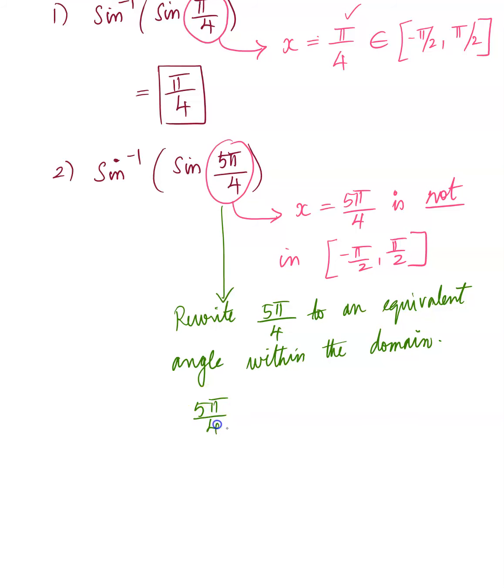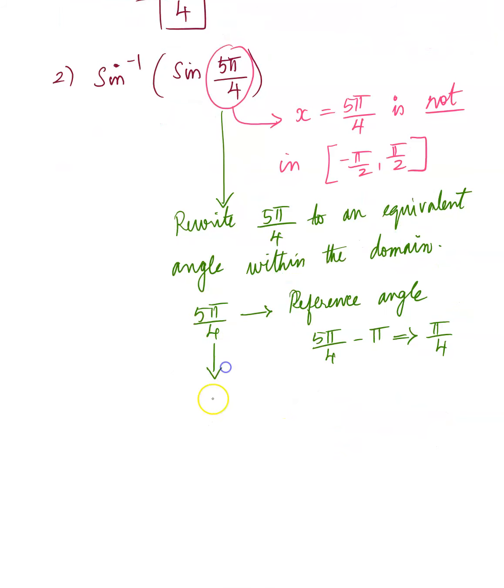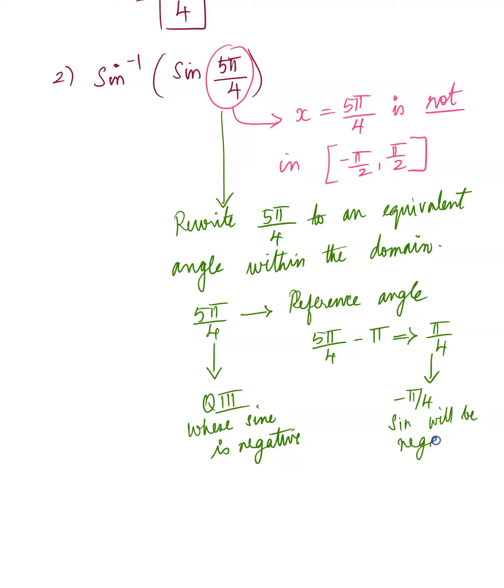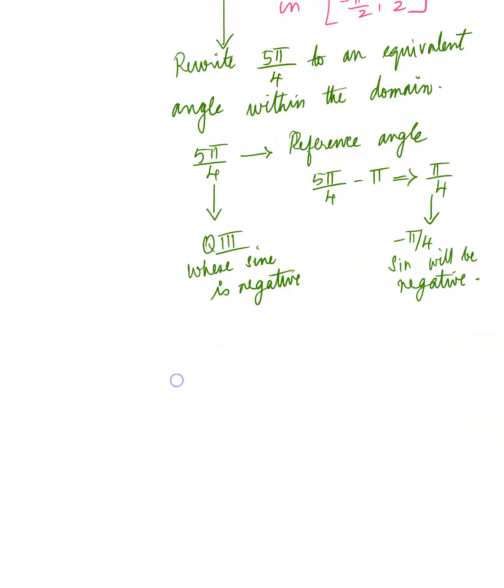Then for 5 pi over 4, you use a reference angle, which gives you 5 pi over 4 minus pi, which is pi over 4. And then we also remember that this is in quadrant 3, where sine is negative. So you want to convert this to negative pi over 4, so that the sine will be negative. After you have made your conversion, then we can evaluate.